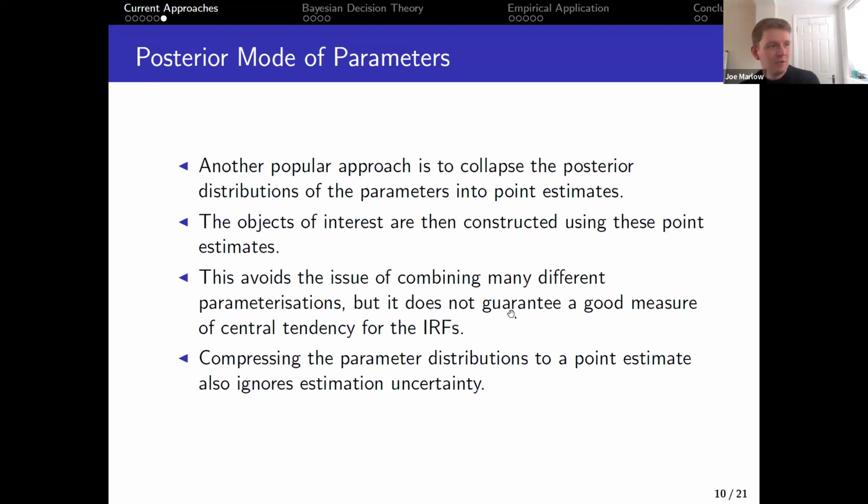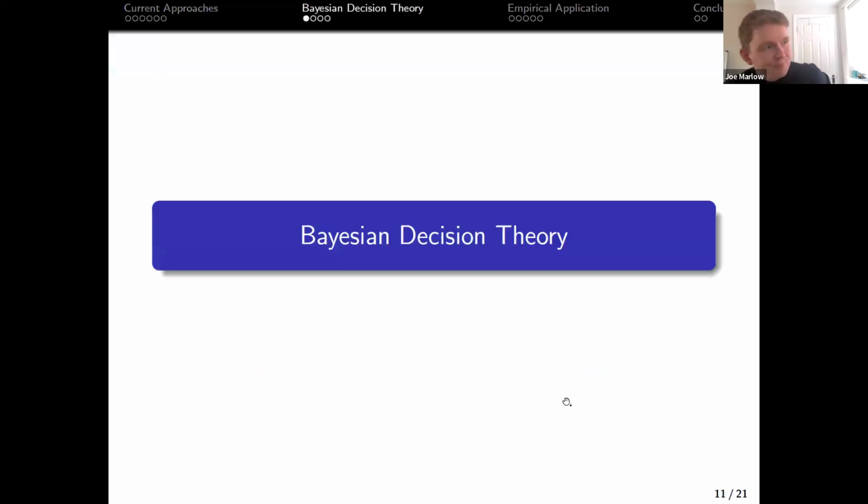This solves the issue, which is in the pointwise one. So we're always using the same structural parameterization, so you can interpret your impulse responses through the lens of the model that you take to the data. However, the issue here is that you don't guarantee that you get a good measure of the central distribution, and also that we're completely ignoring estimation uncertainty. And I'll show you an example later where this plays quite a big role.